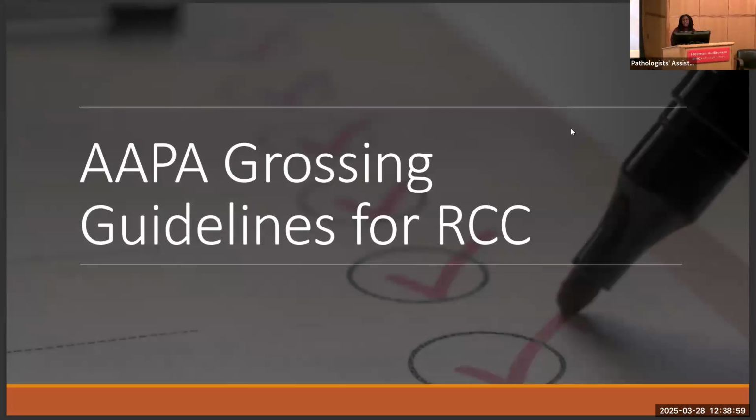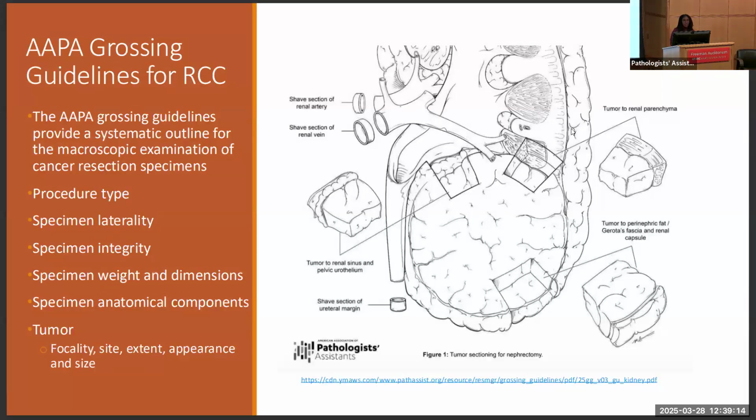Before we discuss the case in my dictation, I believe it is important to review the AAPA grossing guidelines for renal cell carcinoma, since I did follow these guidelines to guide my gross. The AAPA grossing protocols are a set of guidelines that provide a systematic outline for the macroscopic evaluation of cancer resection specimens. They provide all of the information required by the CAP protocols.